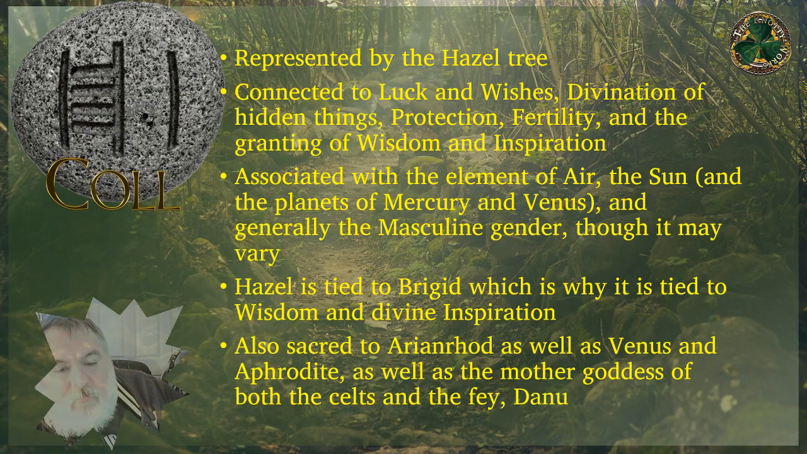Next one is called Coll, for the letter C or K, the hard C. 4 lines to the left, or maybe 4 lines facing up, represented by the hazel tree, connected to luck and wishes, divination of hidden things, protection, fertility, and the granting of wisdom and inspiration. Associated with the element of air, and the sun, and the planets Mercury and Venus, and generally the masculine gender, though it may vary. Hazel is tied to Brigid, which is why it is tied to wisdom and divine inspiration. Also sacred to Ceridwen, as well as Venus and Aphrodite, as well as the father god of both the Celts and the Fae, Dagda.